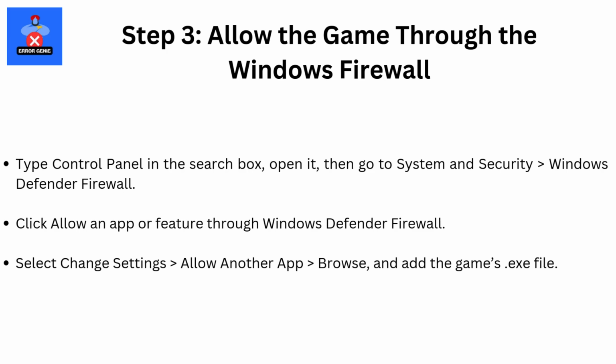Step 3. Allow the game through the Windows firewall. Type Control Panel in the search box. Open it, then go to System and Security, then Windows Defender Firewall. Click Allow an app or feature through Windows Defender Firewall. Select Change Settings, then allow another app, then browse, and add the game's .exe file.